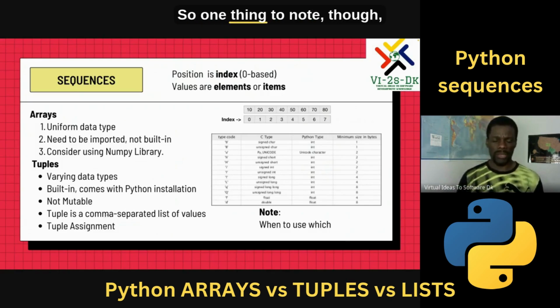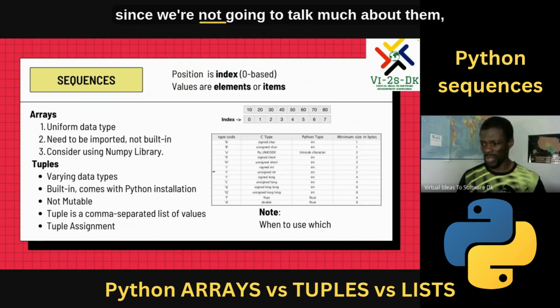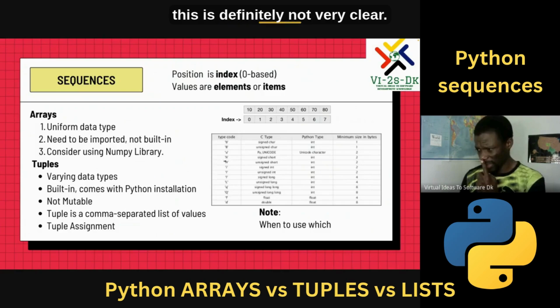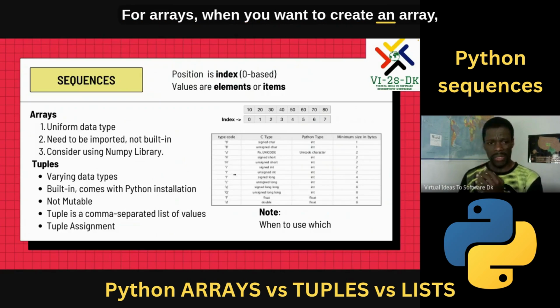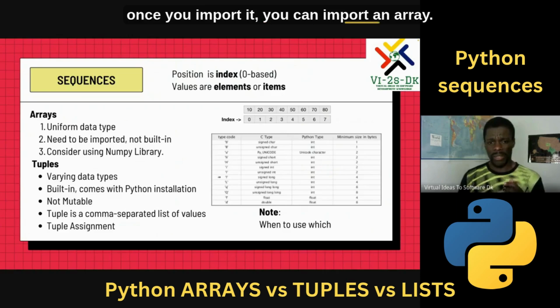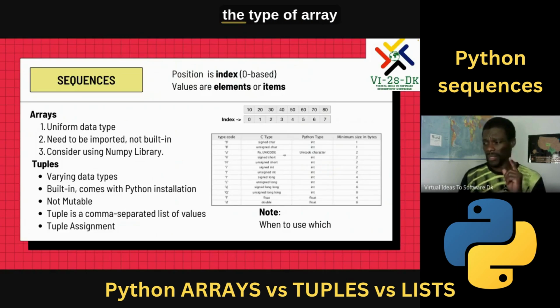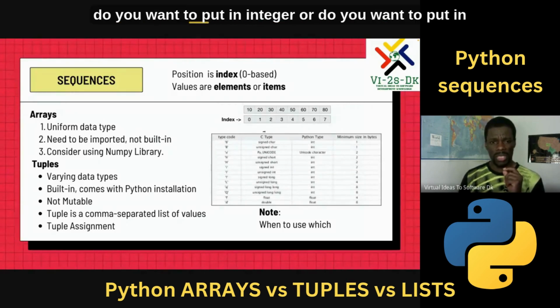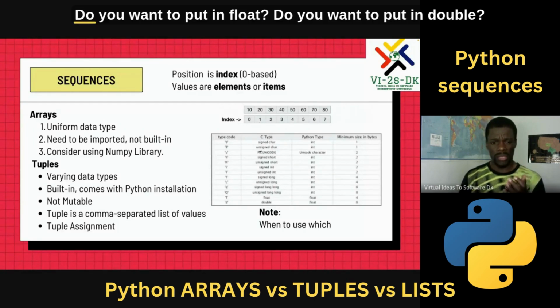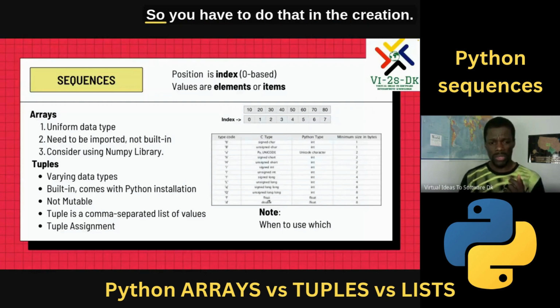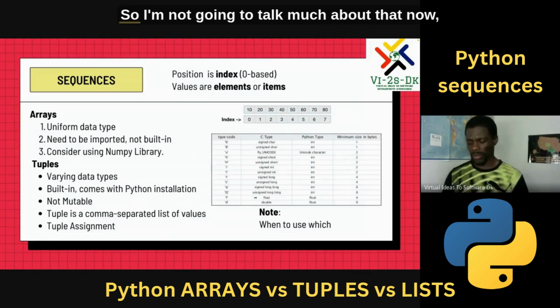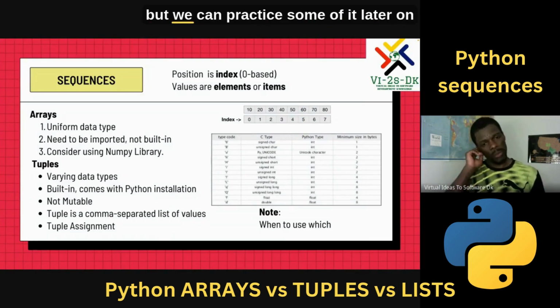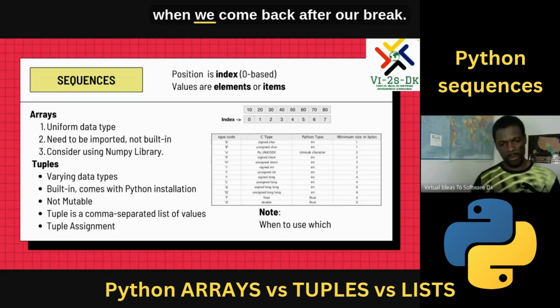One thing to note for arrays, since we're not going to talk much about them: when you want to create an array, once you import it, you need to specify the type of information you want to put in there. Do you want to put in integer, or string? Do you want to put in float? Do you want to put in double? You have to do that in the creation. I'm not going to talk much about that now, but we can practice some of it later on when we come back after our break.